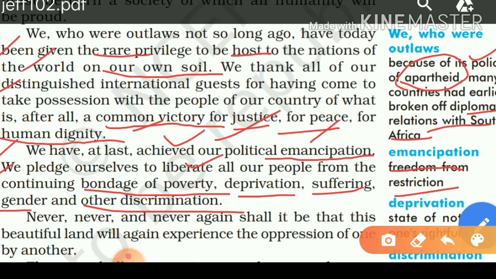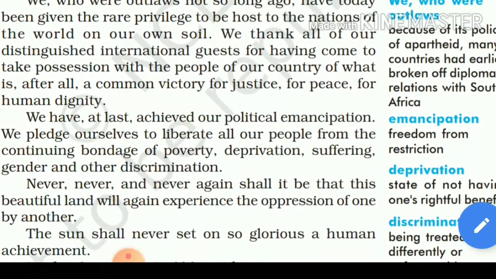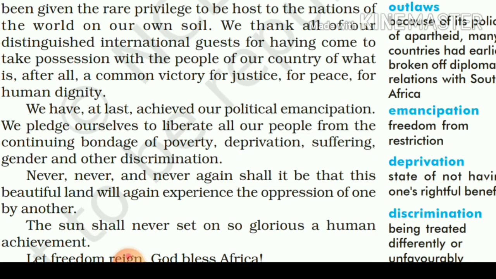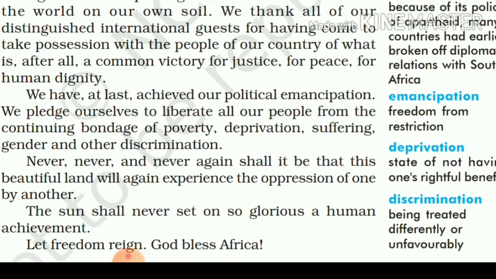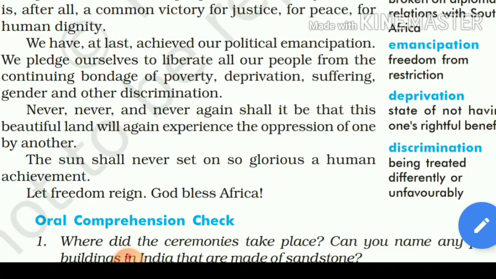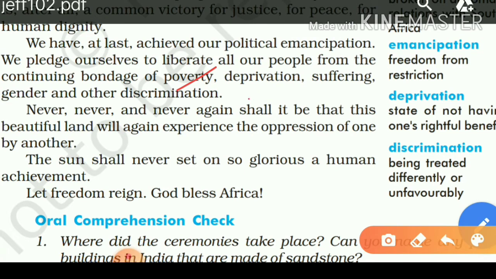Deprivation means when you are not having your own rights, okay, you are just not having benefits of the rights provided to a citizen of a particular nation. So he says that we are going to get all our people free from the continuing bondage of poverty, deprivation, suffering, gender and other discrimination.